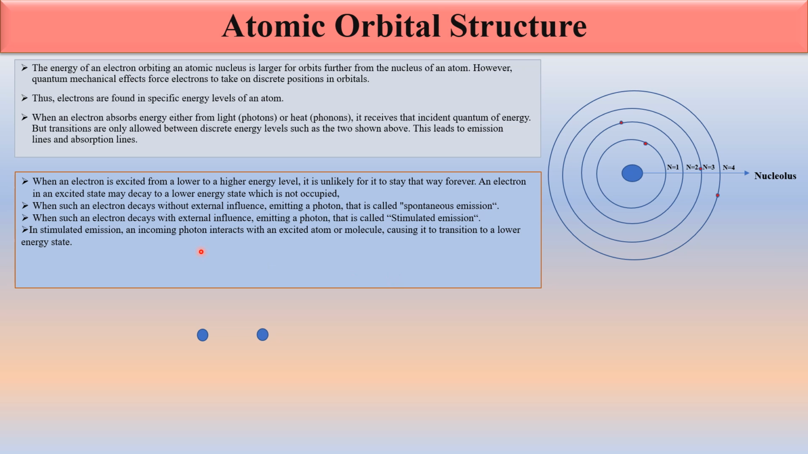In stimulated emission, an incoming photon interacts with an excited atom or molecule, causing it to transition to a lower energy state. In this process, the incoming photon stimulates the emission of a second photon that is identical in energy, phase and direction to the original photon.